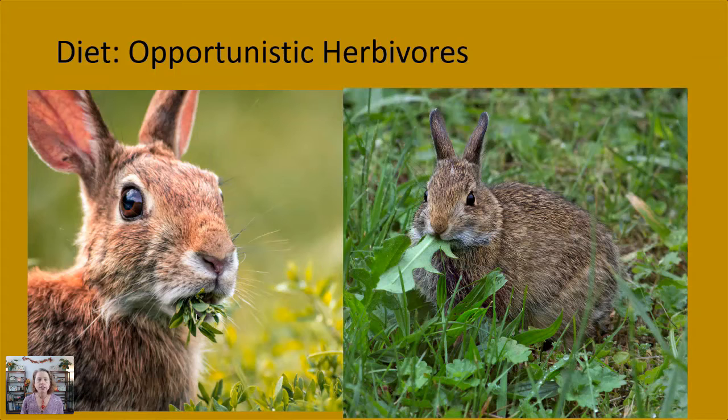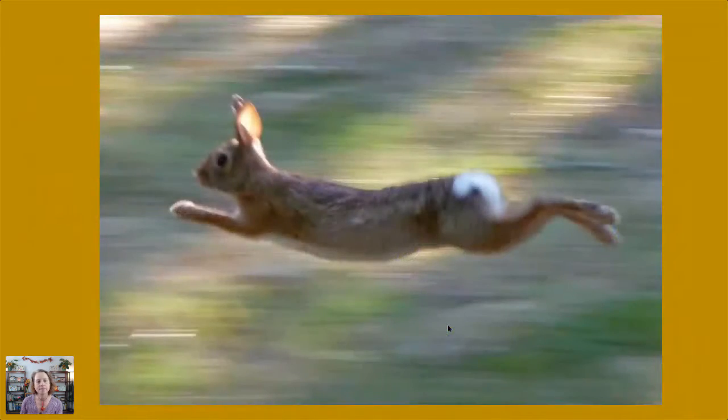Like we said, all of these guys are herbivores. Opportunistic herbivores means they'll eat just about anything that's not an animal. So they like leaves, little flowers, berries, seeds and fruits. They'll even eat stems and roots and all kinds of things. So pretty easy. And of course, they like carrots. The Easter bunny likes carrots, doesn't he?